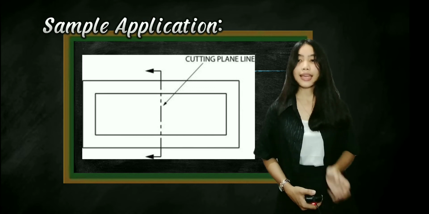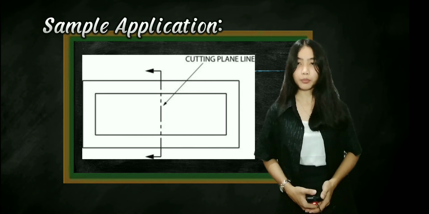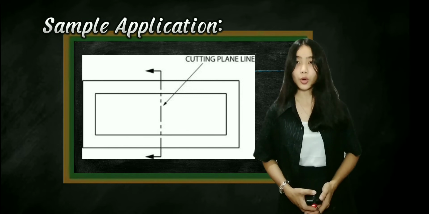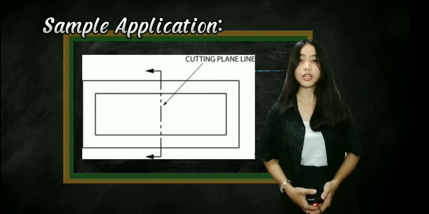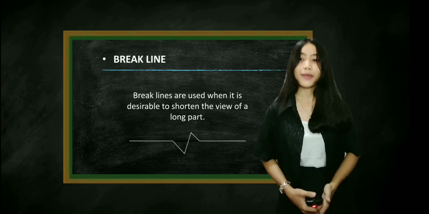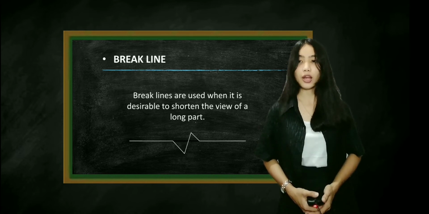As you can see, it has an arrow placed at both ends to indicate the direction of sight. The line weight is extra thick in order to show cutaway views or plane of projection where a section view is taken. Number 8, break line. Break lines are used when it is desirable to shorten the view of a long part.